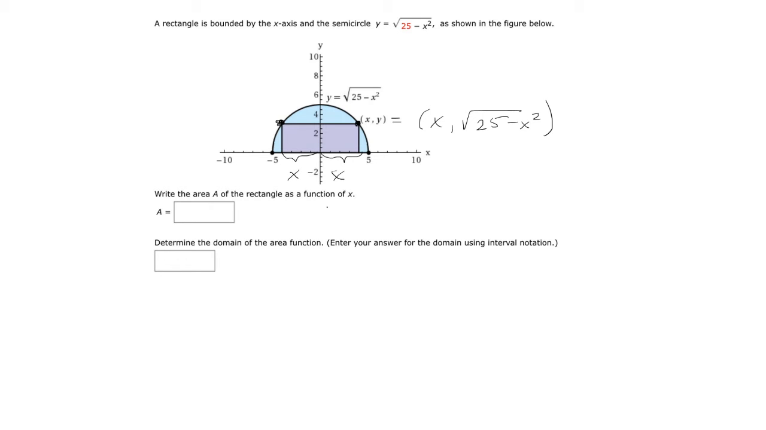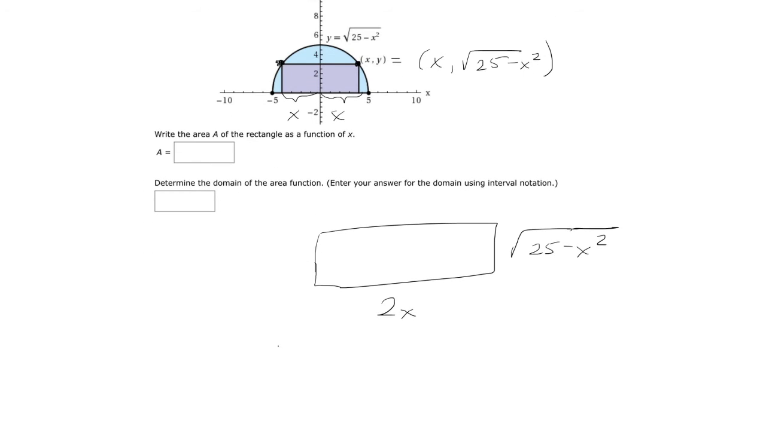Okay. So the total base now is going to be 2x. And the height, well, the heights are going to be the same. It's going to be the square root of 25 minus x squared. The area is base times height. So we're just going to multiply these and get 2x times the square root of 25 minus x squared.